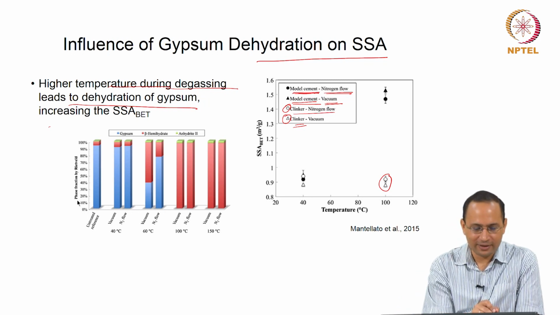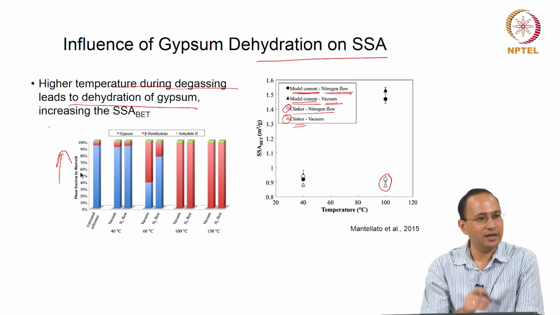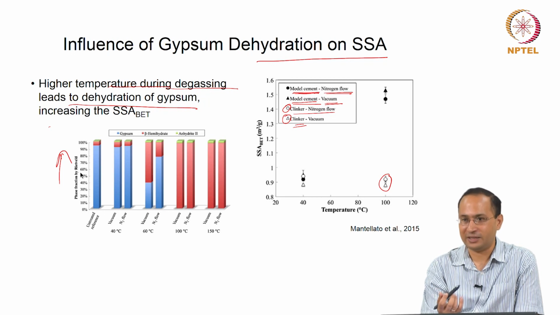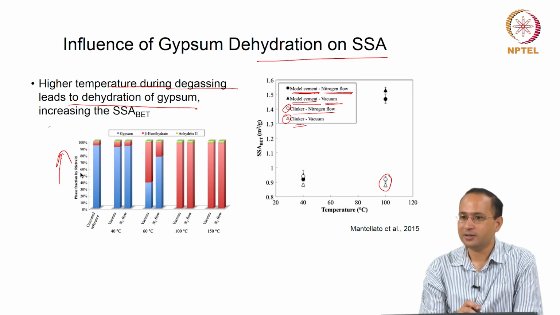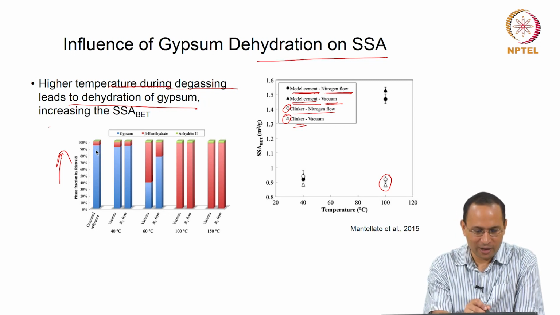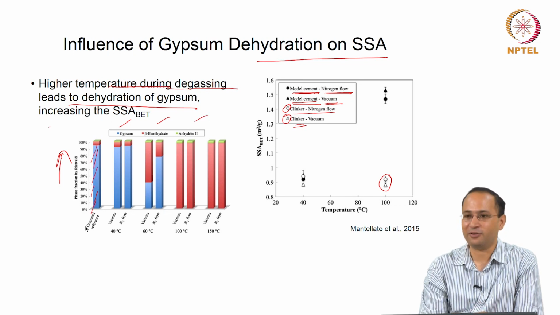Also, if you look at this plot here, here we have phase fraction by Rietveld. You can do quantitative X-ray diffraction. We discussed that in the X-ray diffraction lecture. Because these are crystalline phases, you can determine how much of each is in the cement. So, you see gypsum, hemihydrate and anhydrite. You have a significant amount of gypsum in the untreated reference cement.